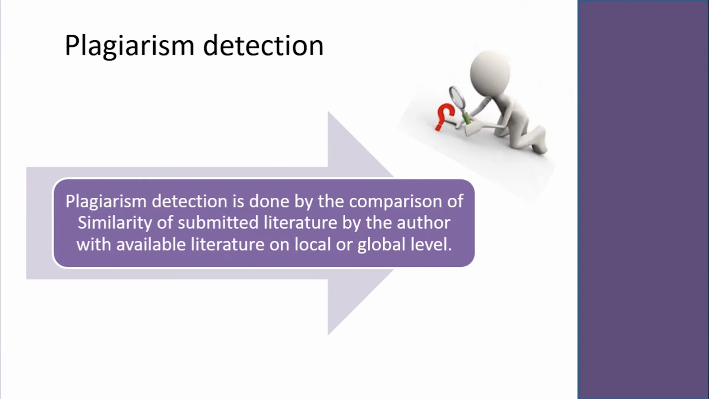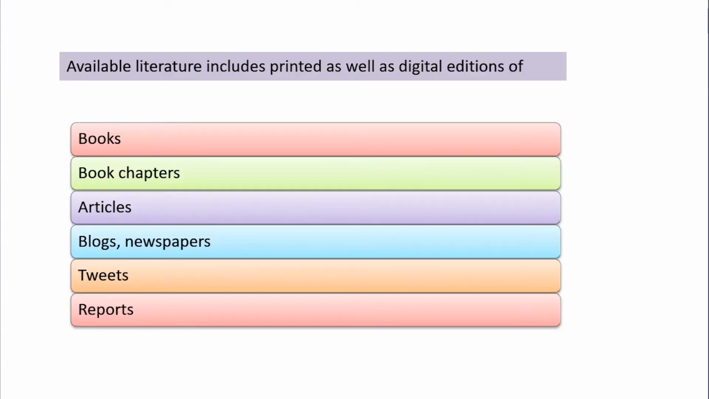It can simply be detected by comparing the similarity check of the literature submitted by the author with the available literature on a global or local level. The available literature includes printed as well as digital editions of blogs, newspapers, tweets, reports, books, chapters in books, and articles. And this umbrella is getting larger day by day, as the internet has provided us much more coverage of data for the detection of plagiarism.